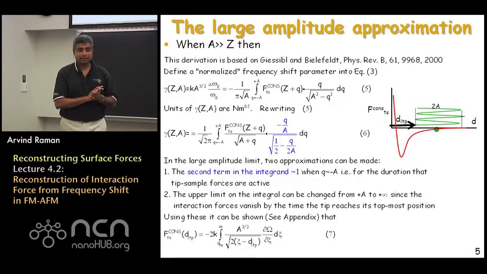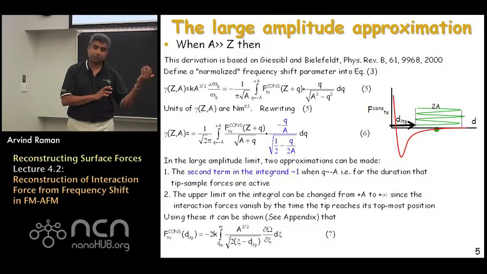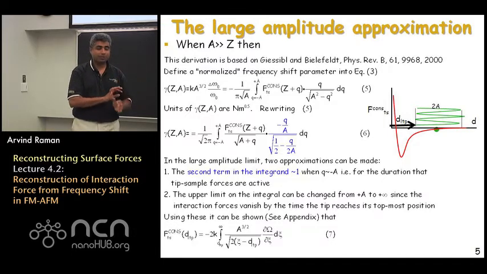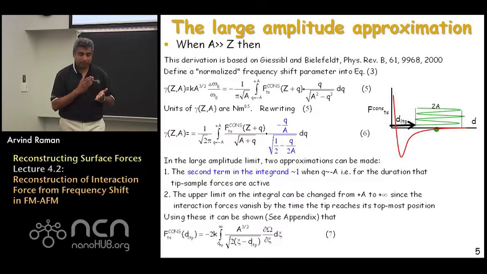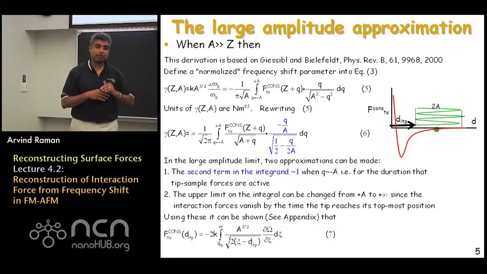So the idea basically being that the tip sample interaction forces shown in the first term are going to be non-zero only when the second term is approximately 1. So we can safely, in this approximation, get rid of the second term, stating that the second term is effectively 1 when the tip sample interaction forces are active. So this is an important implication of this assumption. The second implication is that the integral, you notice, goes from Q equal to negative A to positive A.